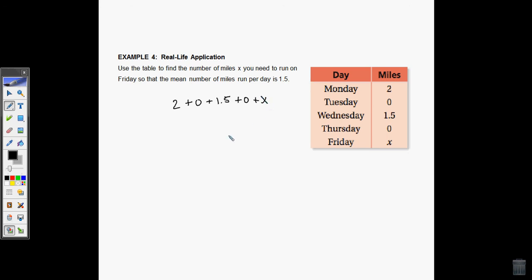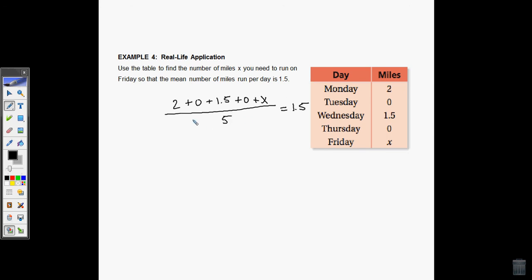So when I find the mean, you are trying to find all of these numbers added together over the amount of numbers that there are. In this case there are 5 because there's 5 days in this week. So when I add them all together and I divide by 5, what I want to end up with is a mean of 1.5. So all that I've done here is set up an equation based upon the idea of what average is. You add them all up, you divide by the number there are, and the problem itself is saying that it wants there to be 1.5 of them.